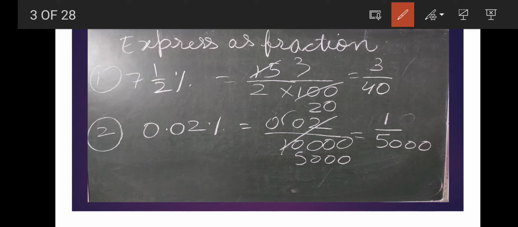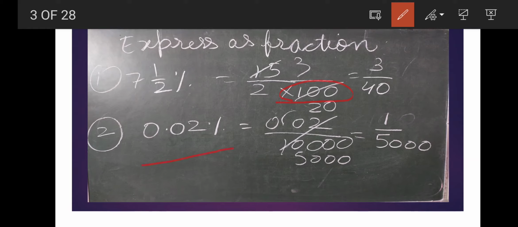So here I have expressed it as a fraction. 7 1 by 2 means 7 2s are 14 and 1 is 15, so 15 by 2. Whenever a percentage sign is given in the question, you write 100 in the denominator. Always remember this. So 15 by 2 into 100, with 100 in the denominator. After the calculation you get 3 by 40, because 15 and 100 can be cut by 5: 5 3s are 15 and 5 20s are 100.